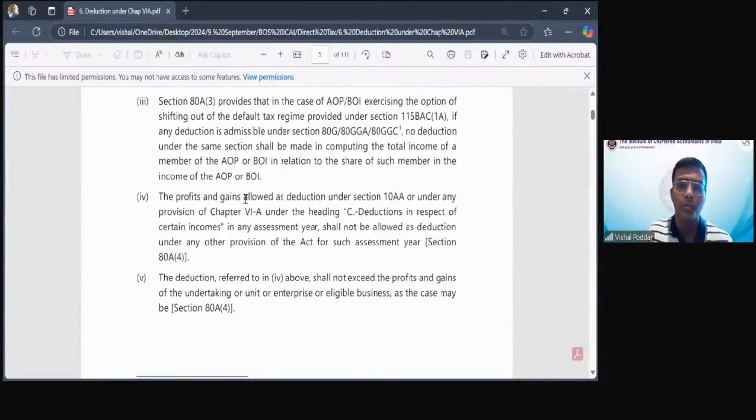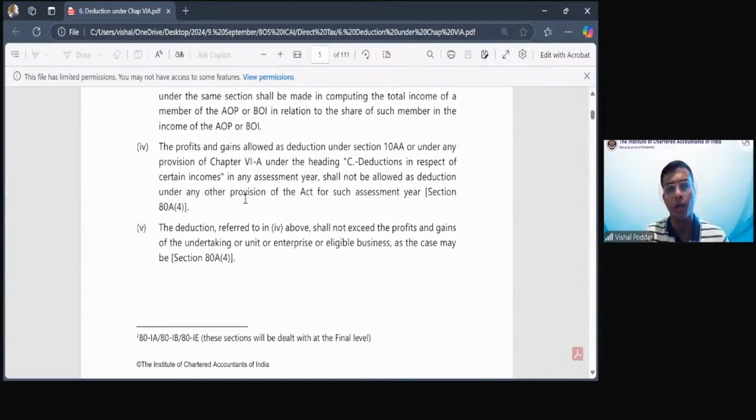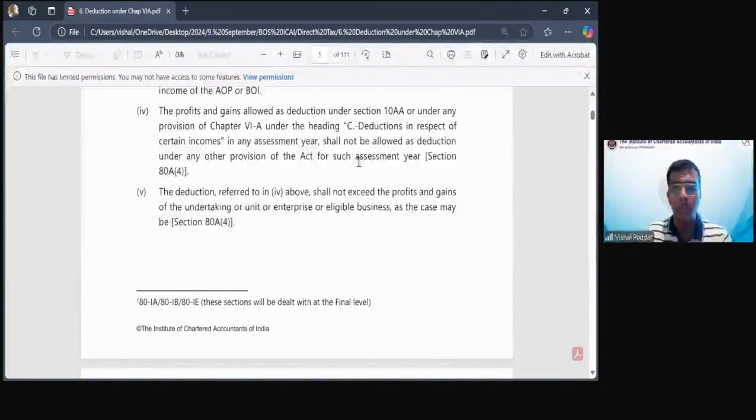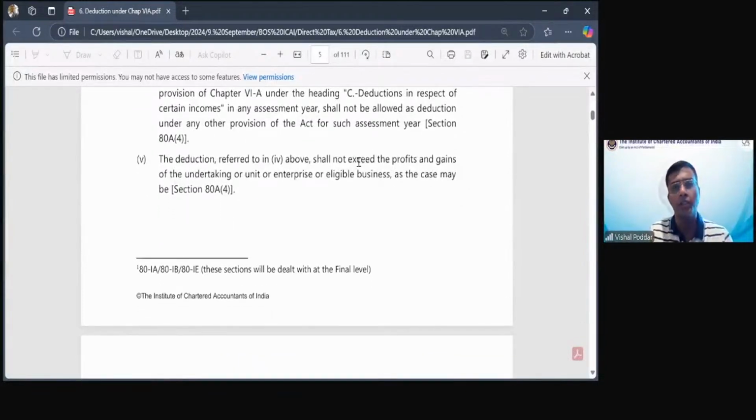Subsection 3, deduction will be allowed once. If it is allowed to an AOP, it cannot be allowed again to its members. Then, if you are availing under one section for the similar act, you cannot avail the benefit under another section. So if you are availing under 10AA, that is for SEZ, you cannot come back and avail under Chapter 6A, heading C. Heading C is for specified incomes. It is not part of our syllabus, but I had informed you what is covered in heading C. It basically covers deductions with respect to different specified sources or specific area-based deductions, correct?